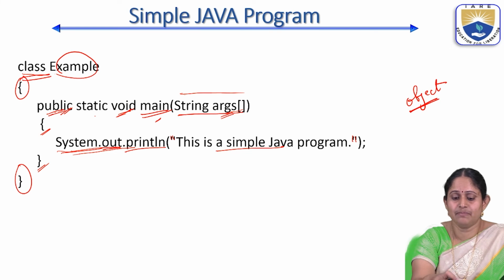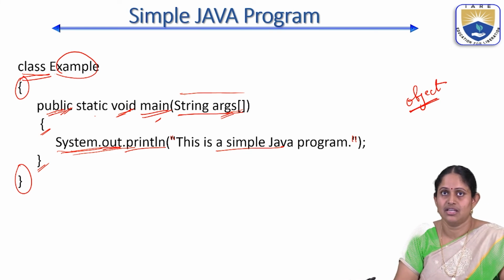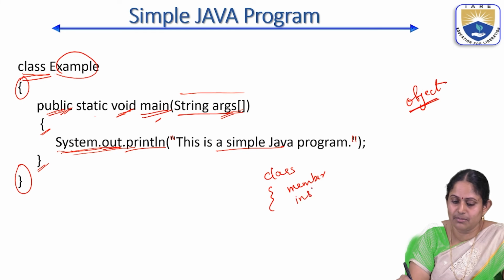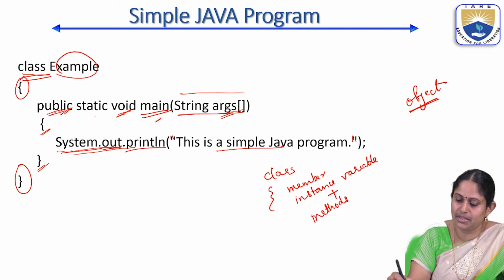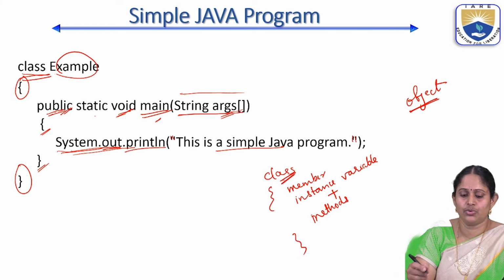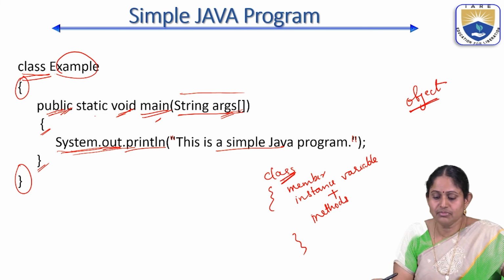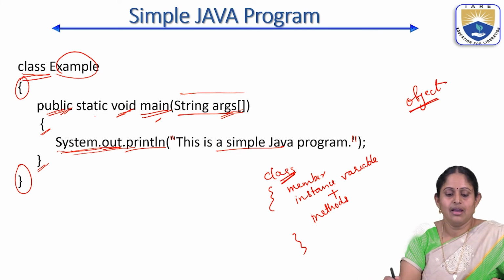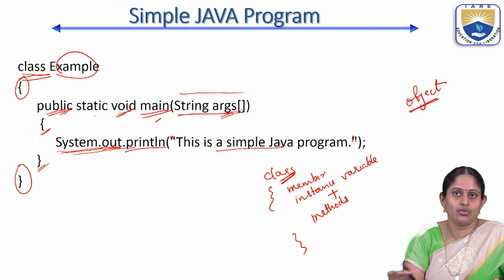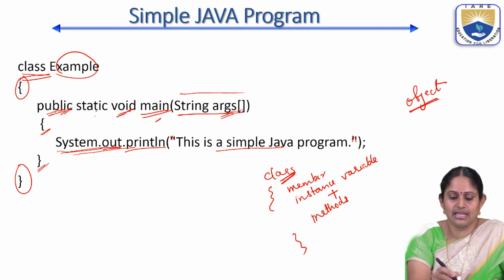So this is the basic simple structure of a class. The class will always have members. These members may be either instance variables or the methods of the class. Then after creating the class, if you want to use it, you have to create an object for that. But in our example, we are just using a main method. We don't have anything else, so we are not creating any object.